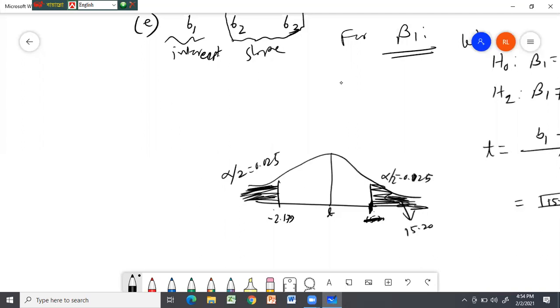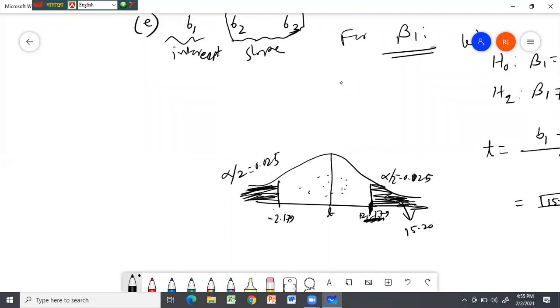And here it is plus 2.179. So if your calculated value of t falls within minus 2.179 and plus 2.179, that is your acceptance region. So in that case, you will have to accept your null hypothesis, or fail to reject the null hypothesis.